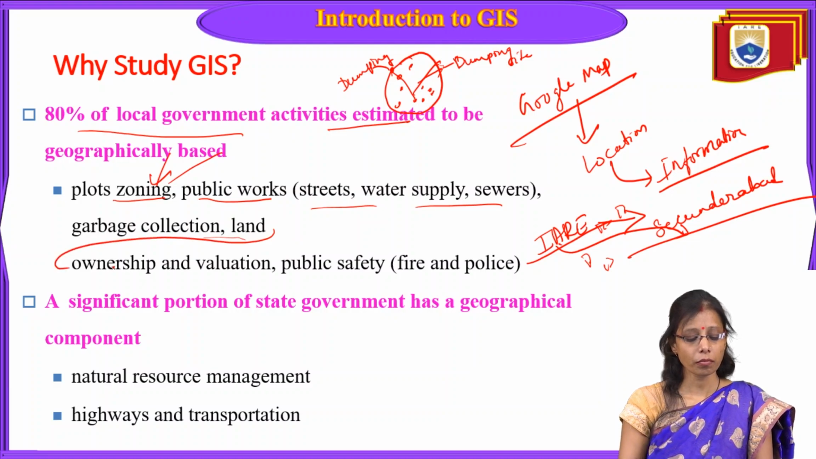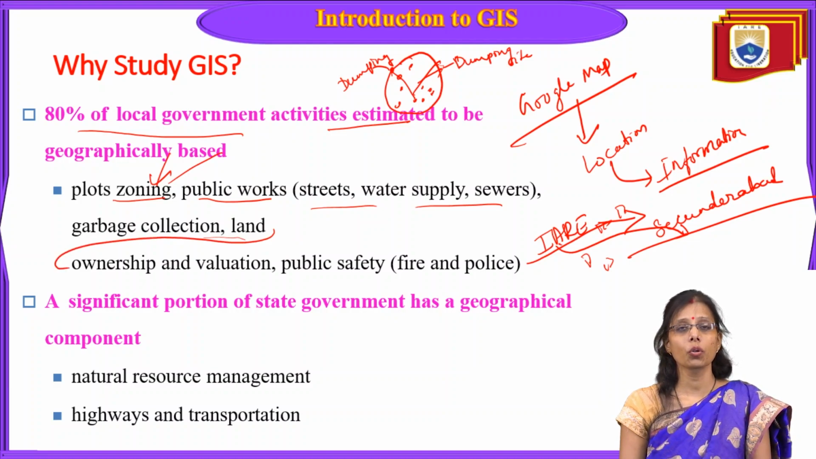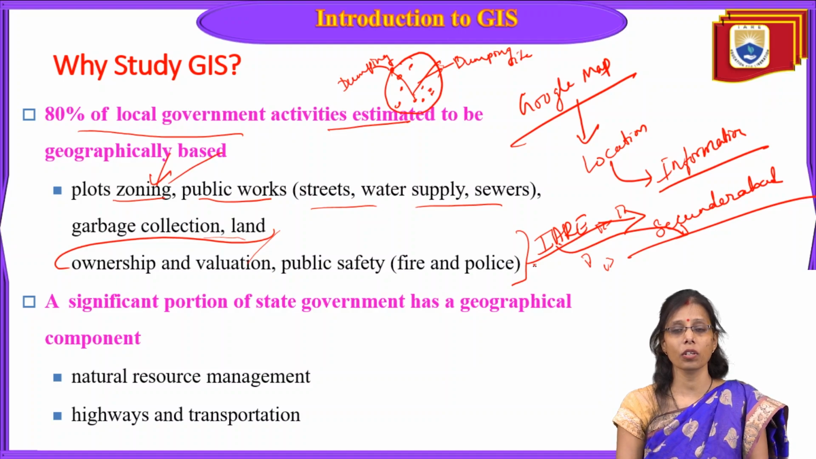Then land ownership and valuation. If you want to know which parcel belongs to which person, what the parcel number is, who owns that land, how much land it is, how much area, which locality, the exact location, and the shape of the land, all that information is given by the GIS. Public safety like fire and police, all this information is located by the GIS. So 80% of the government sector will be using GIS regularly. Nowadays it's very important that we use GIS everywhere so that we can show the location as well as the information to the users, right?